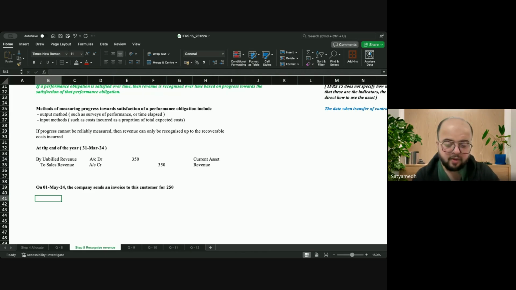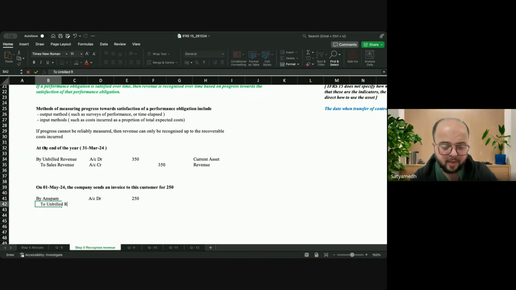What account entry will you record? Say the name of your customer is Anupam. So by Anupam account debit, now the money is receivable from this person. Now I won't credit sales revenue again because it has already been credited when it was recognized. Now I am going to credit unbilled revenue. It is no more unbilled. It has been billed to the customer.